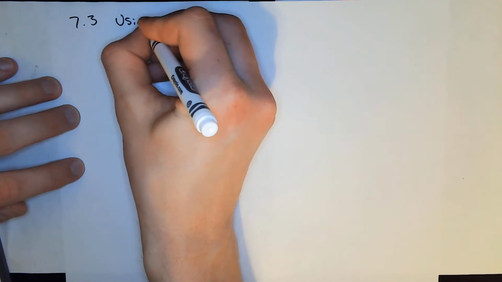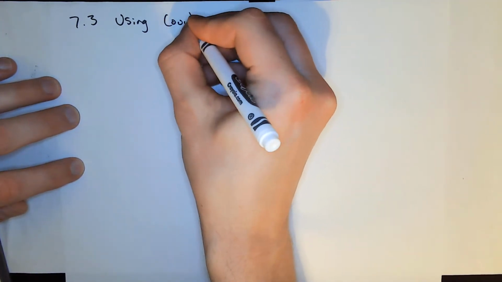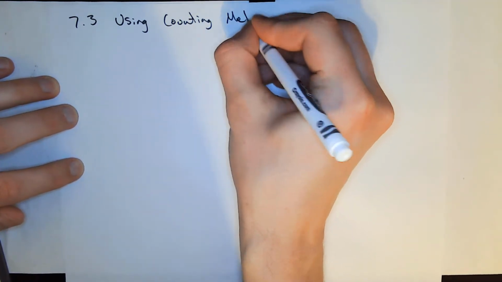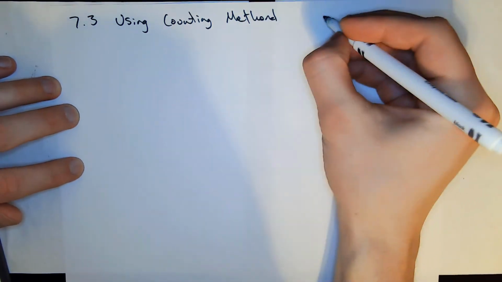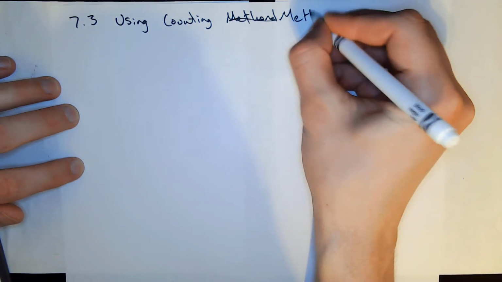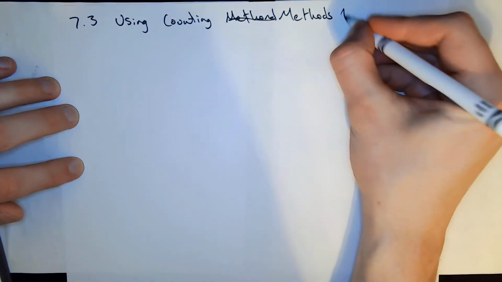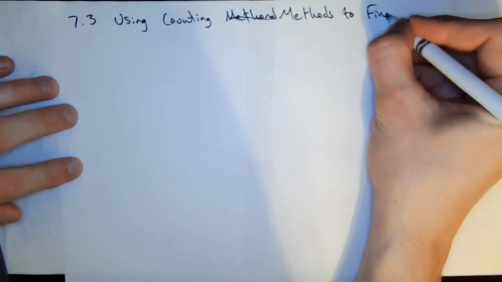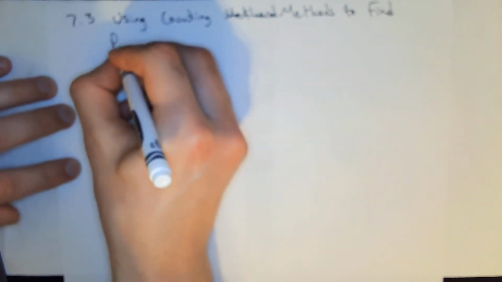Okay, 7.3, using counting methods to find probabilities. Wow. Counting methods to find probability.